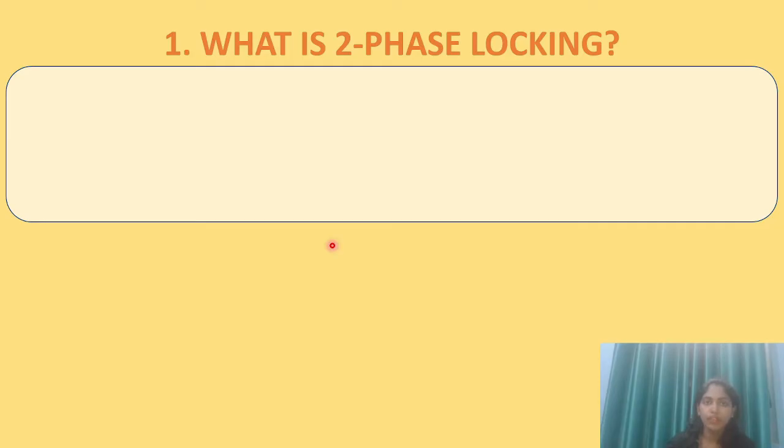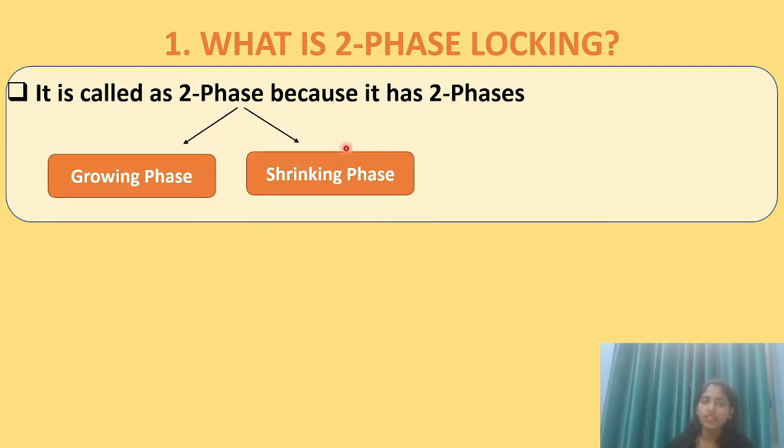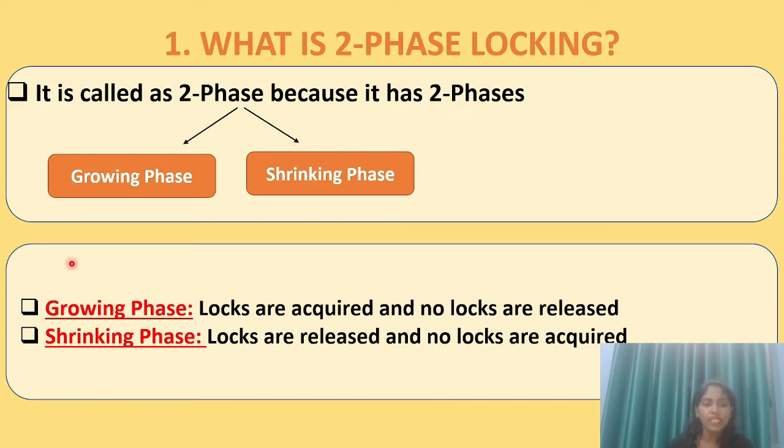So first, we will see what is two-phase locking. Now it is called two-phase because it has two phases. Which are the two phases? One phase is the growing phase and another one is the shrinking phase. So that's why the name is given two-phase locking. So what is the meaning of these phases now?